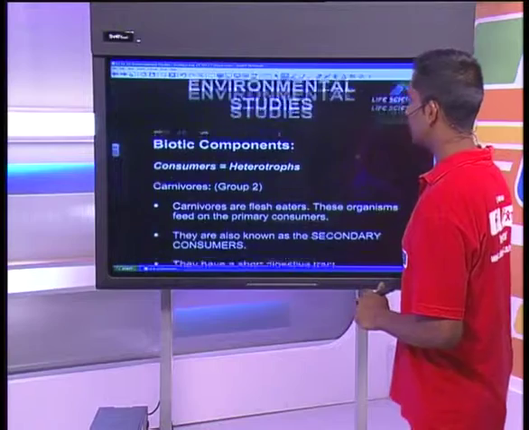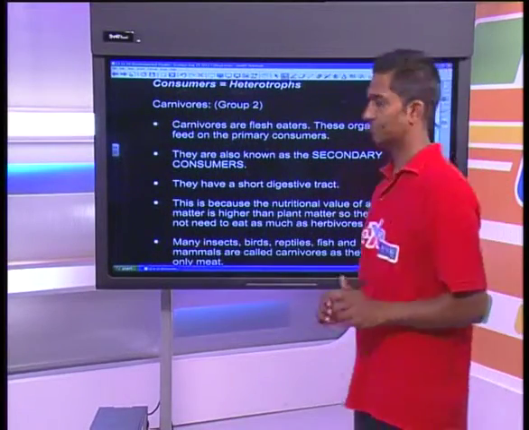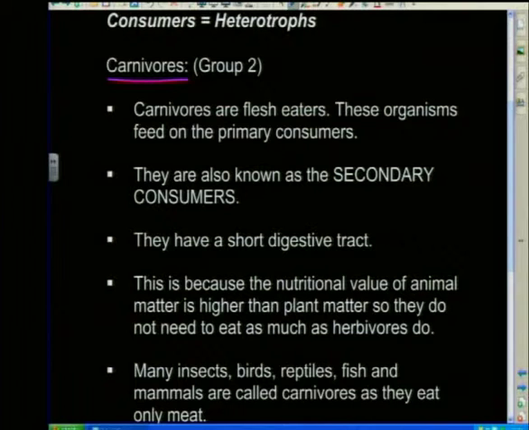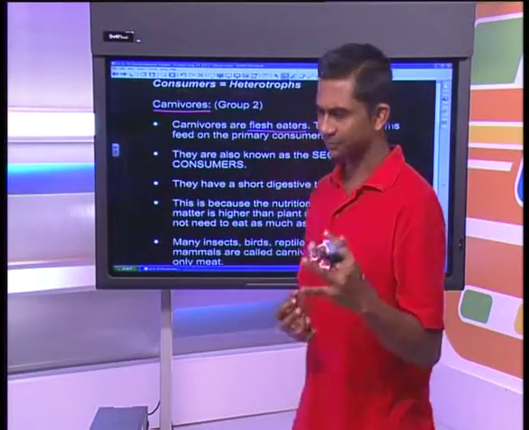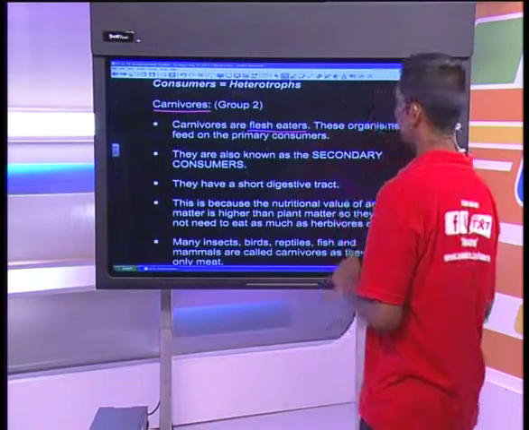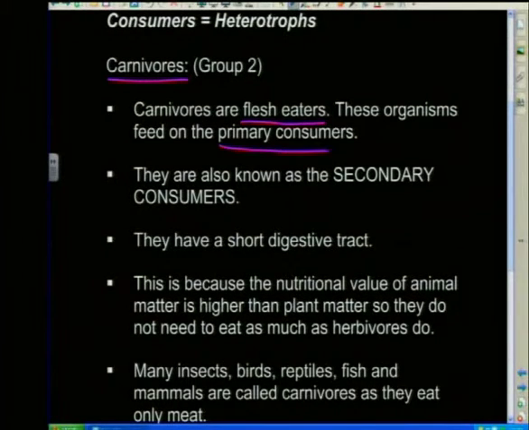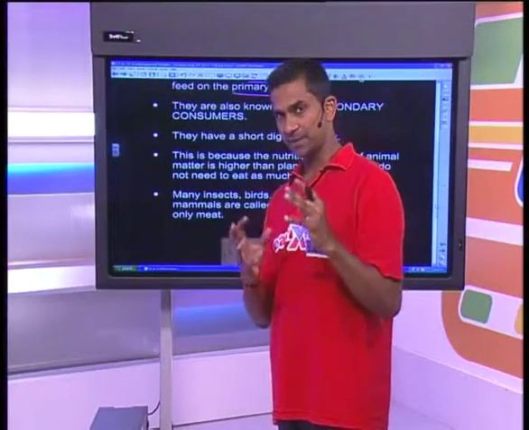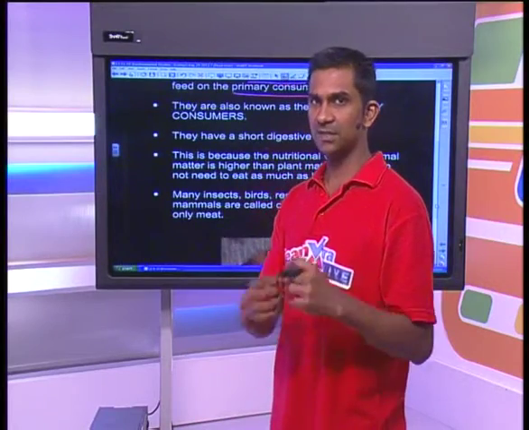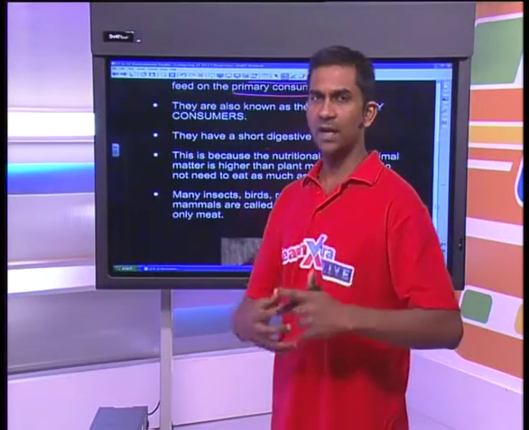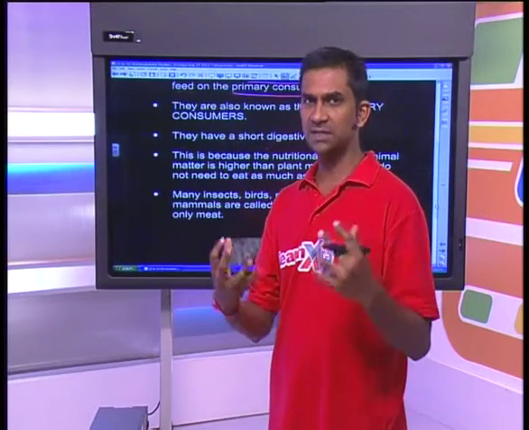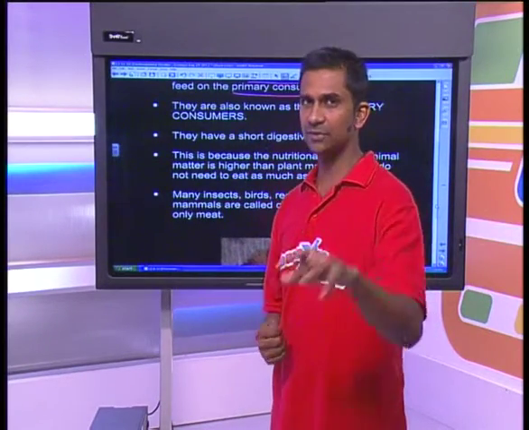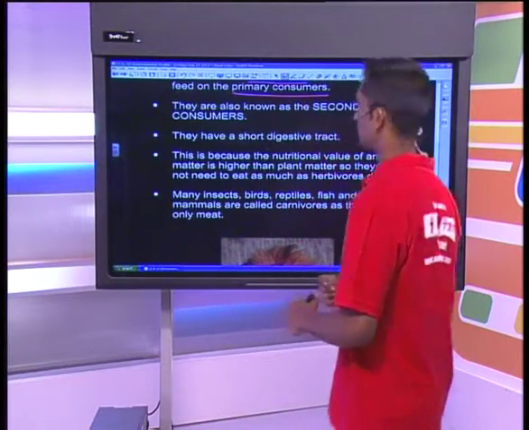Okay. The next group of consumers are the carnivores, and we're all familiar with the term carnivores. Carnivores refer to flesh eaters, organisms that would eat other animals or feed off meat exclusively. These organisms feed on the primary consumers. They rely on the primary consumers. The primary consumers would be the organisms that feed off plants, and they acquire the energy, they grow, and they store their energy in their body, in their meat, in their muscle. Your carnivores would feed off the primary consumers to sustain their energy requirements.